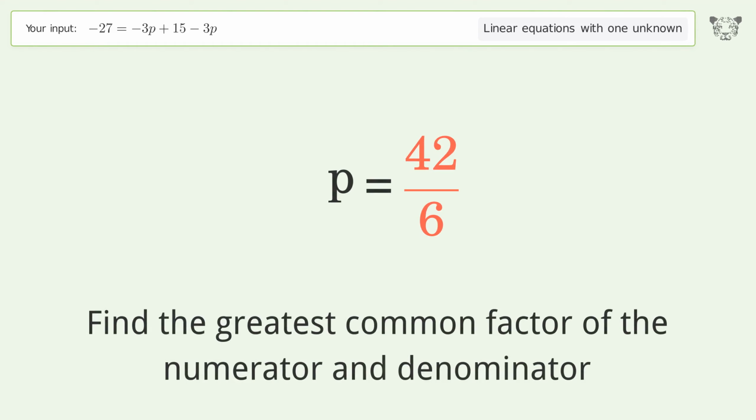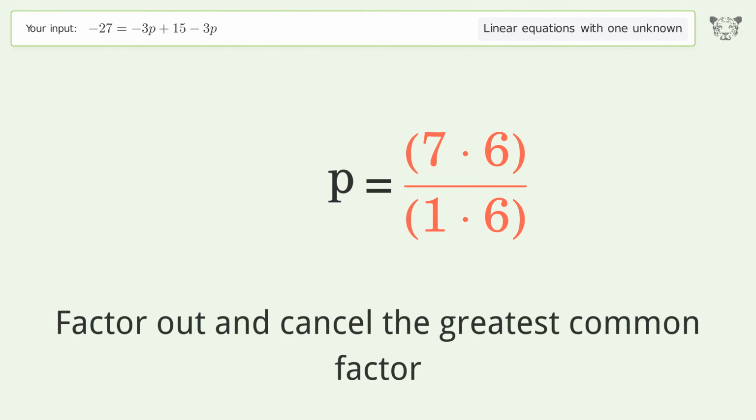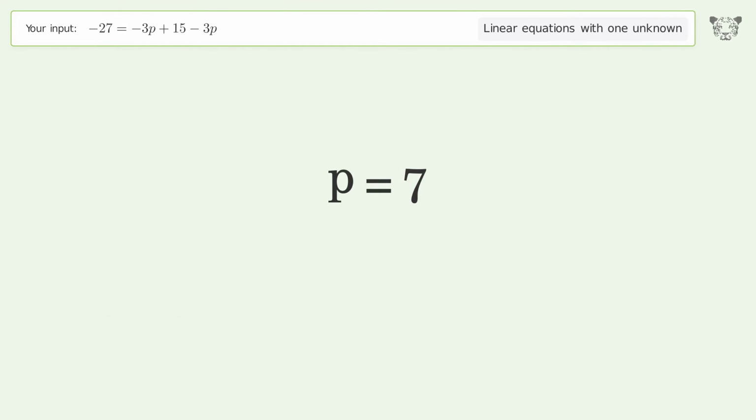Find the greatest common factor of the numerator and denominator. Factor out and cancel the greatest common factor. And so the final result is p equals 7.